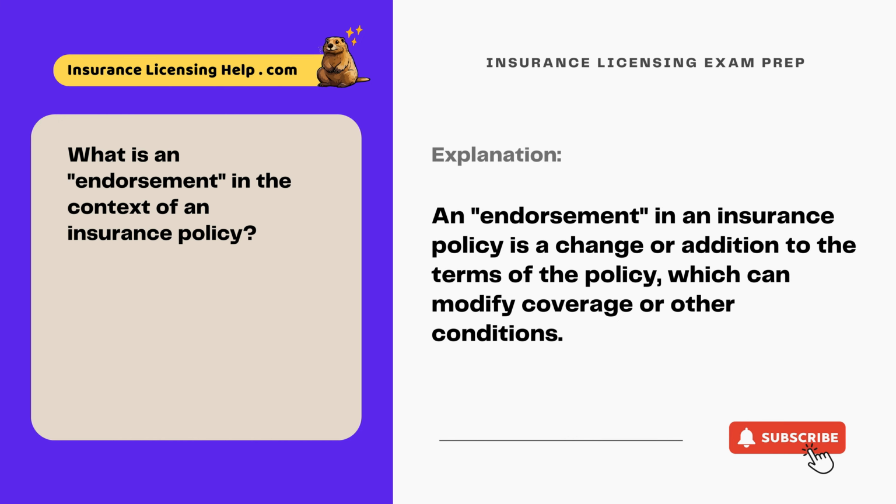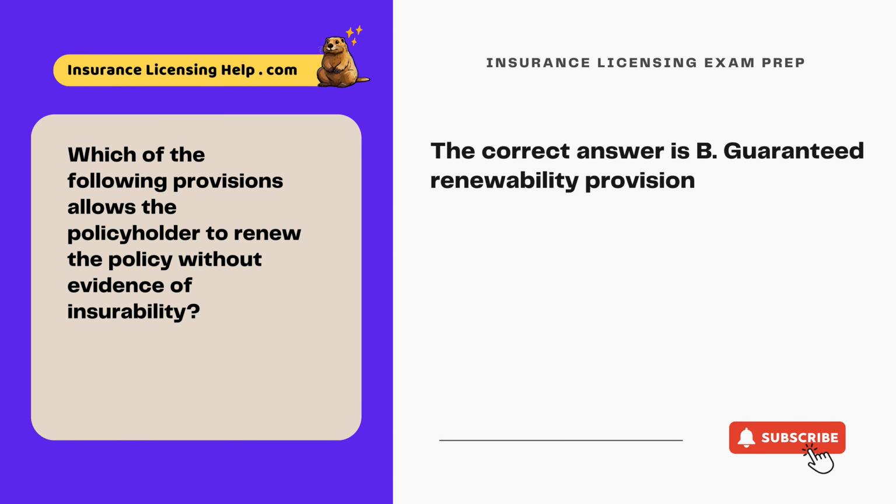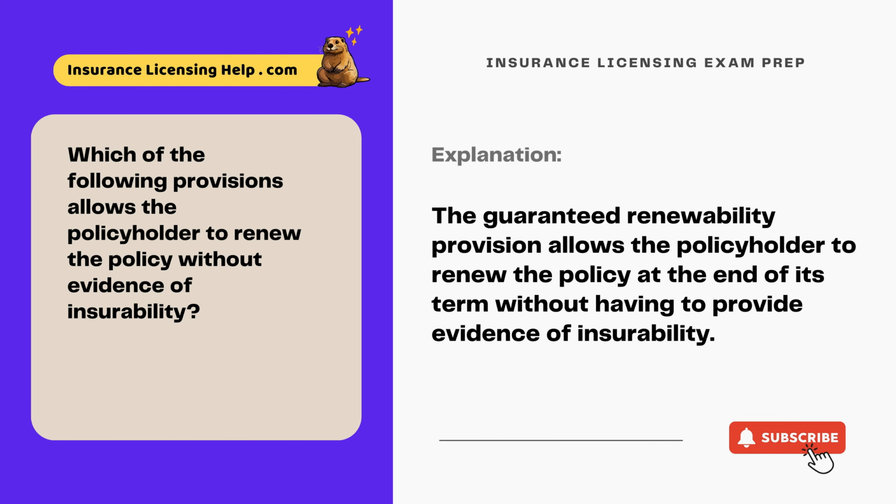coverage or other conditions. Which of the following provisions allows the policyholder to renew the policy without evidence of insurability? A, incontestability clause. B, guaranteed renewability provision. C, entire contract clause. D, free look period. The correct answer is B, guaranteed renewability provision. The guaranteed renewability provision allows the policyholder to renew the policy at the end of its term without having to provide evidence of insurability.